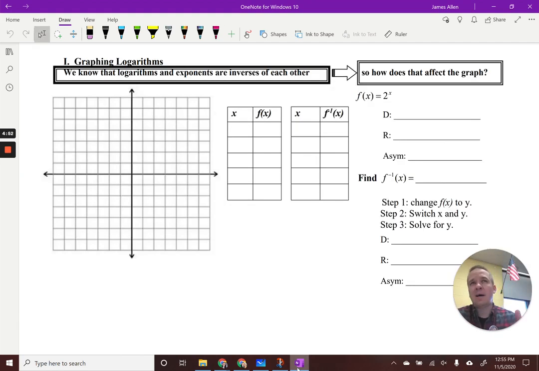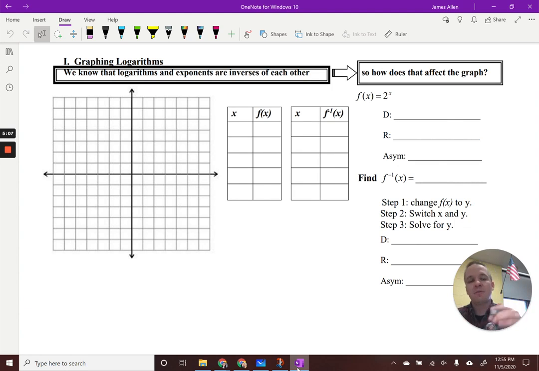So remember how we talked about how the domain and the range were switched in those two? It's because we know they're inverses of each other. Those x and y values switch on our graphs, right? We switch them when we're trying to write the equation. Let's do some of that right now.